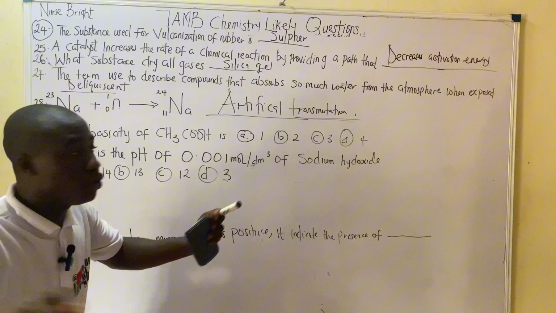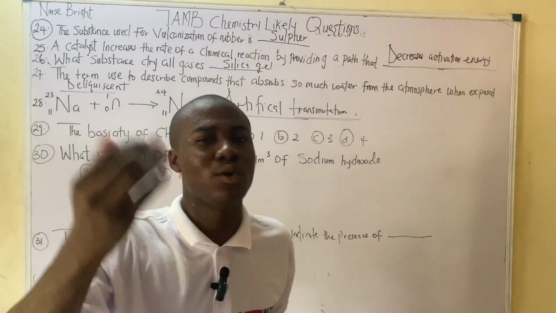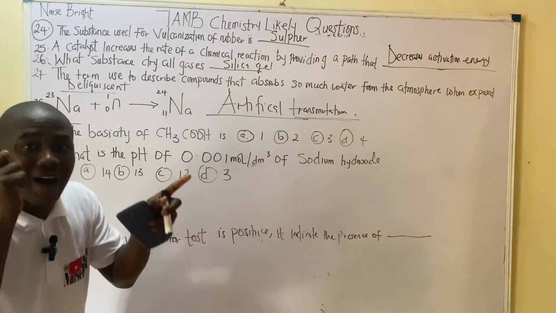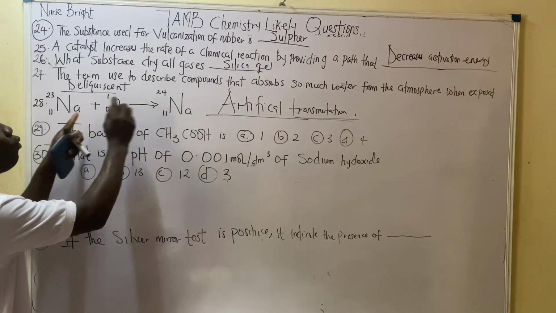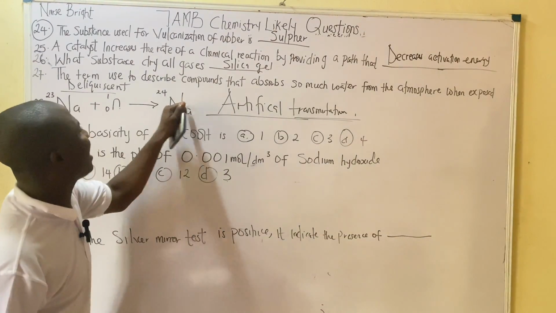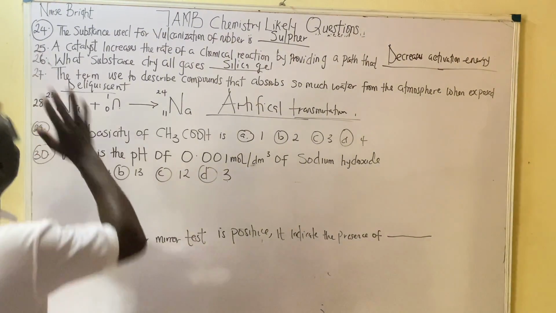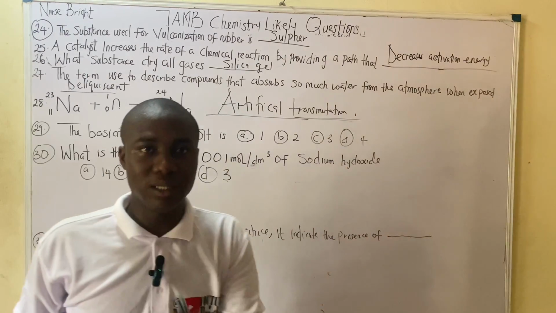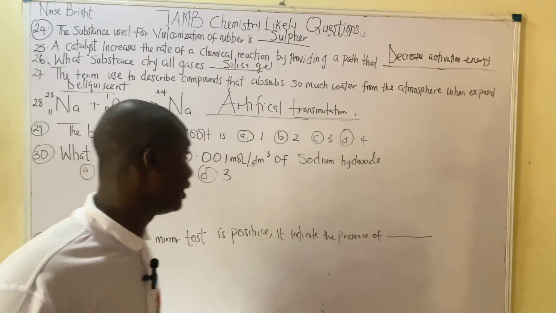Everybody watching this video can attest to the fact that sodium-23 is not a radioactive element. It is non-radioactive. But whenever we bombard a non-radioactive element like this with a neutron, it must give us something radioactive, which is sodium-24. So sodium-23 is non-radioactive, whereas sodium-24 is radioactive. Please, the process is called artificial transmutation. This must be noted.